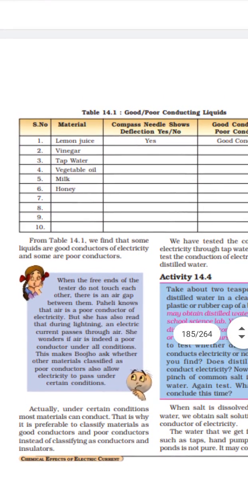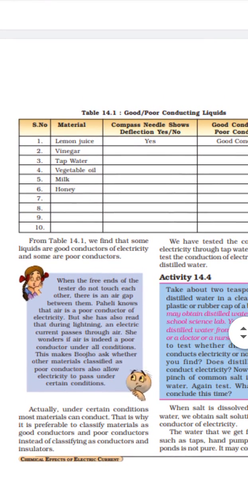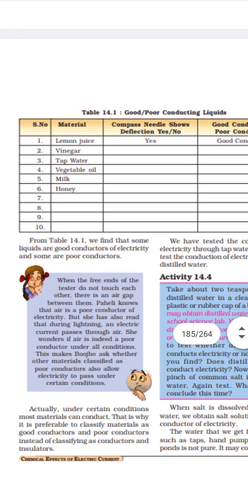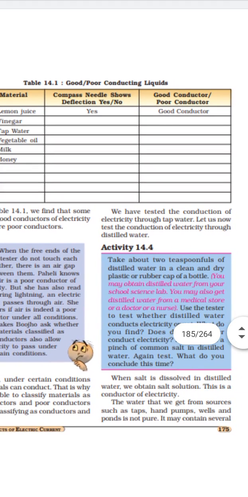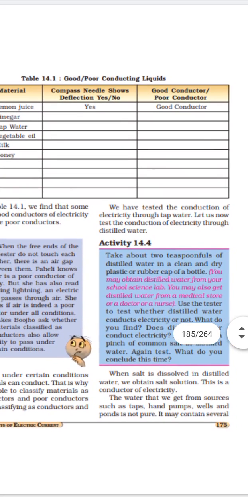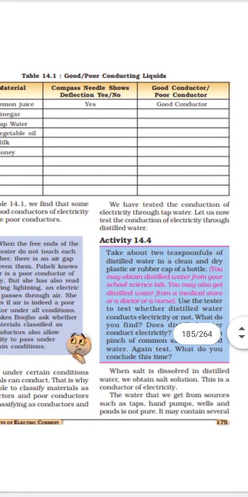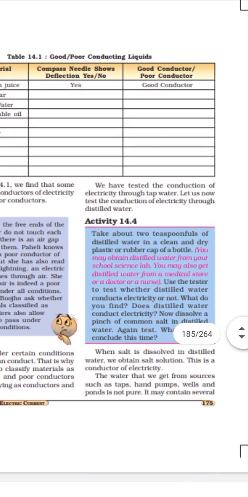Actually, under certain conditions, most materials can conduct. That is why it is preferable to classify materials as good conductors and poor conductors instead of classifying them as conductors and insulators. We have tested the conduction of electricity through tap water. Let us now test the conduction of electricity through distilled water.